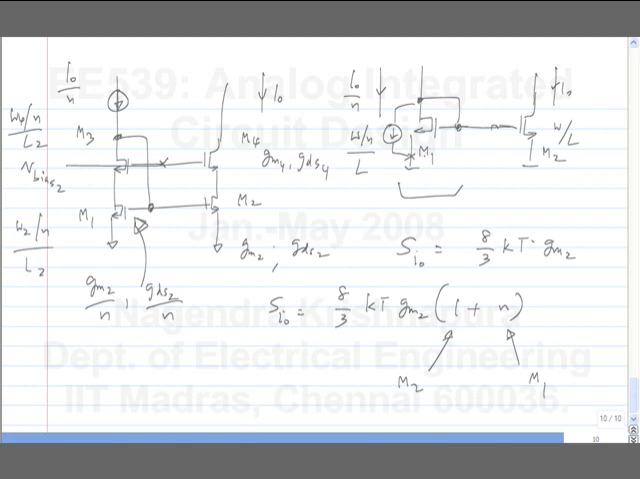If this is GM2, this is GM2 by N. So the spectral density is 8/3 kT GM2 by N. But it's a mirror of ratio N, so this gets multiplied by N squared. Okay. So there are cases in which you don't want to do this.